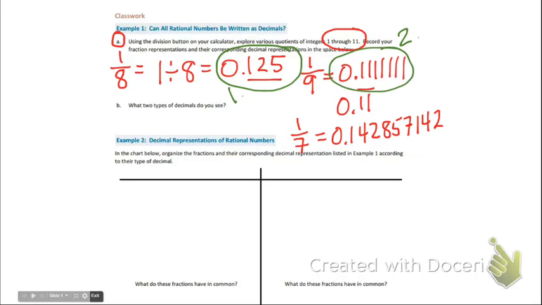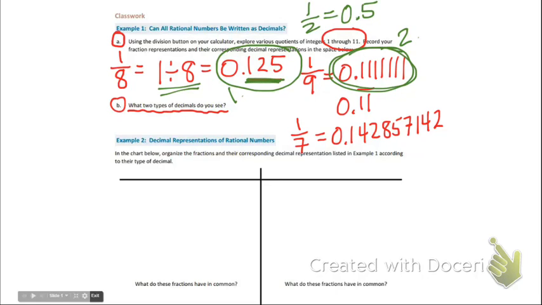You've probably come up with a couple of different scenarios here. Question B asks, what 2 types of decimals do you see? Which might be a very strange question to you, and kind of was to me when I first looked at it. But the 2 different types of decimals are those such as 1 divided by 8, which yields 0.125, a terminating decimal. Of course, 1/2 would do the same because that's 0.5, terminating. It ends.